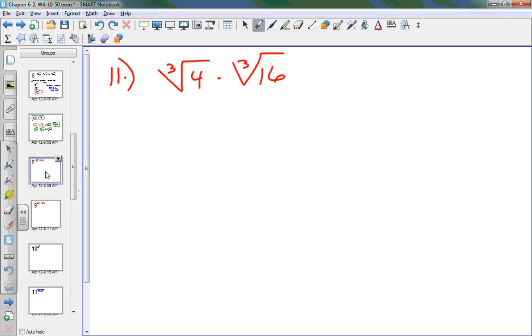Now, number 11. The cube root of 4 times the cube root of 16. Are they the same? Yes. My indexes are the same, so therefore what can I do? Marry them. The cube root of 64. So I have 4 times 16.